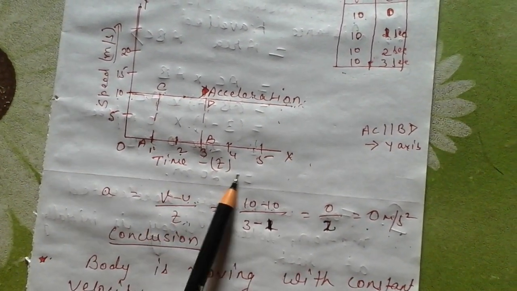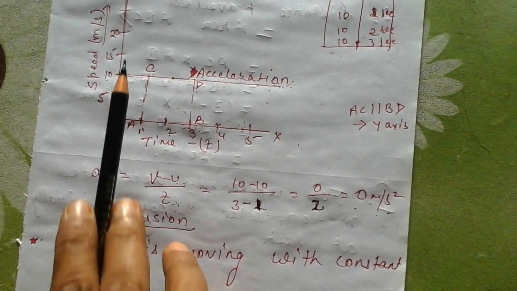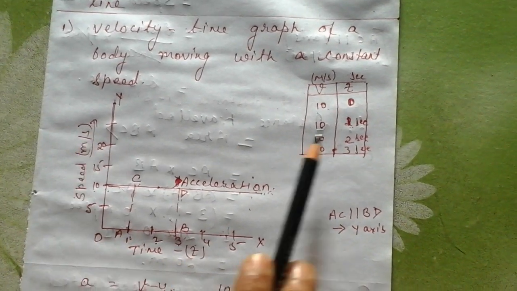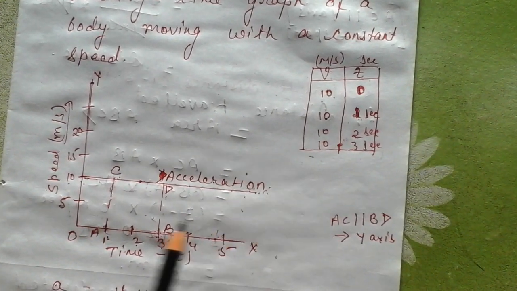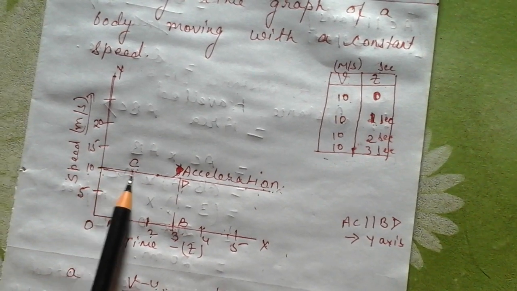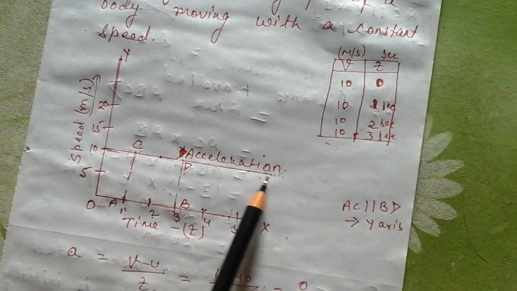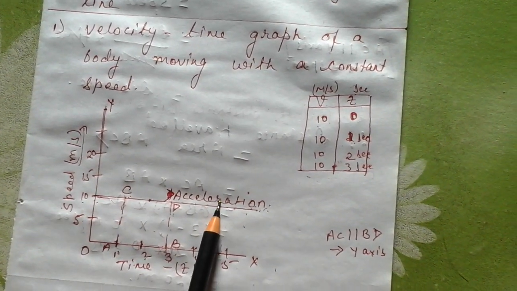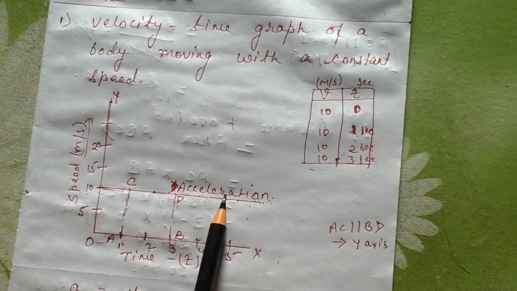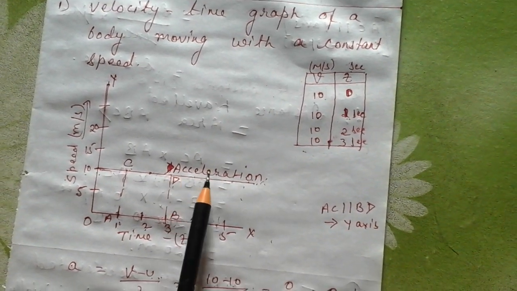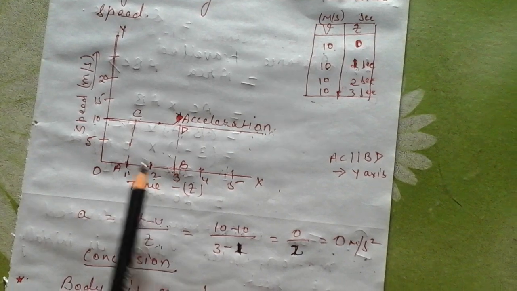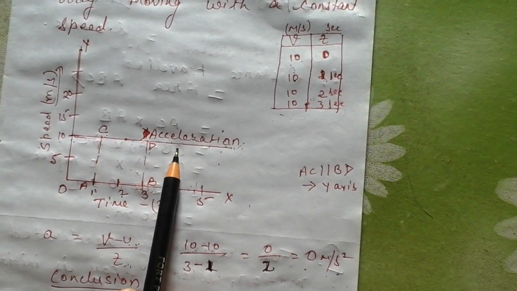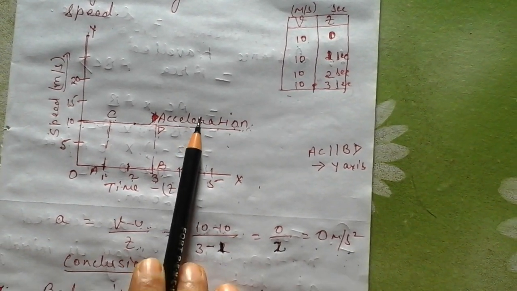The x-axis is the time axis, and the y-axis shows speed. So when this data is represented in the graph, we see the slope is a straight line parallel to the x-axis. The slope of a speed-time graph represents acceleration. Here we have seen two things: the slope is a straight line parallel to the time axis, and how we calculate acceleration.